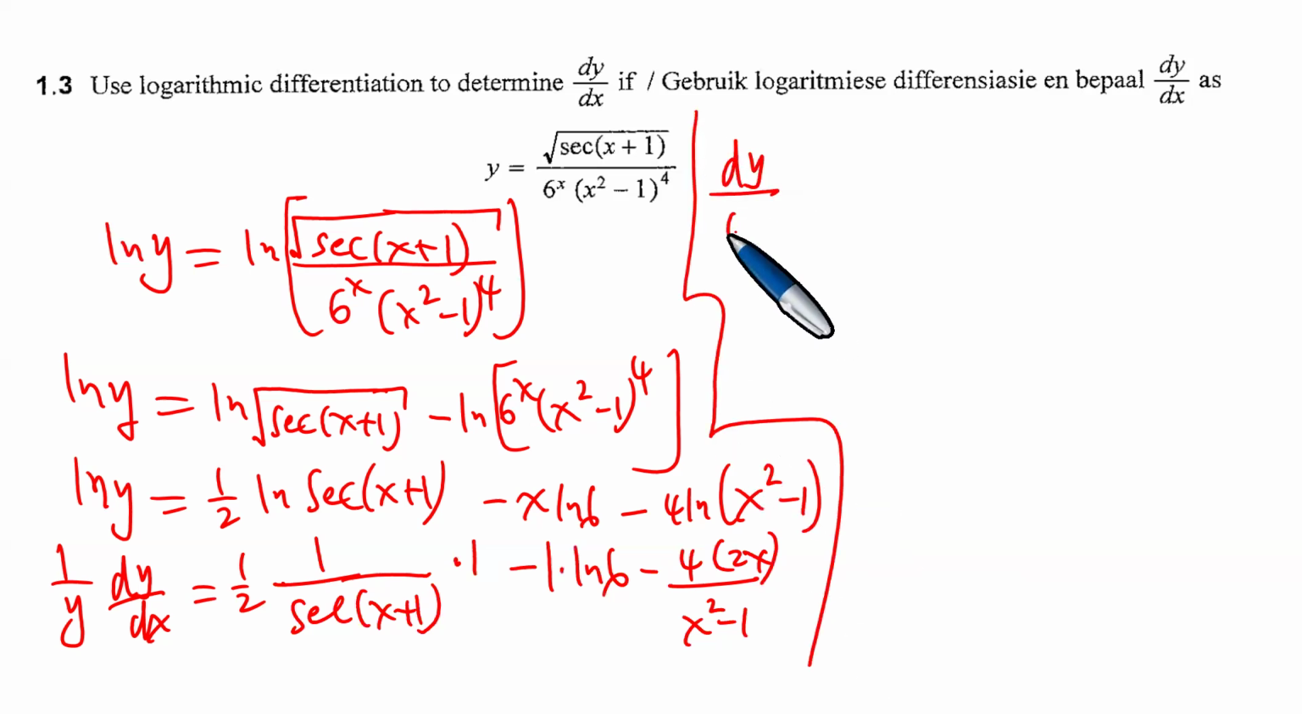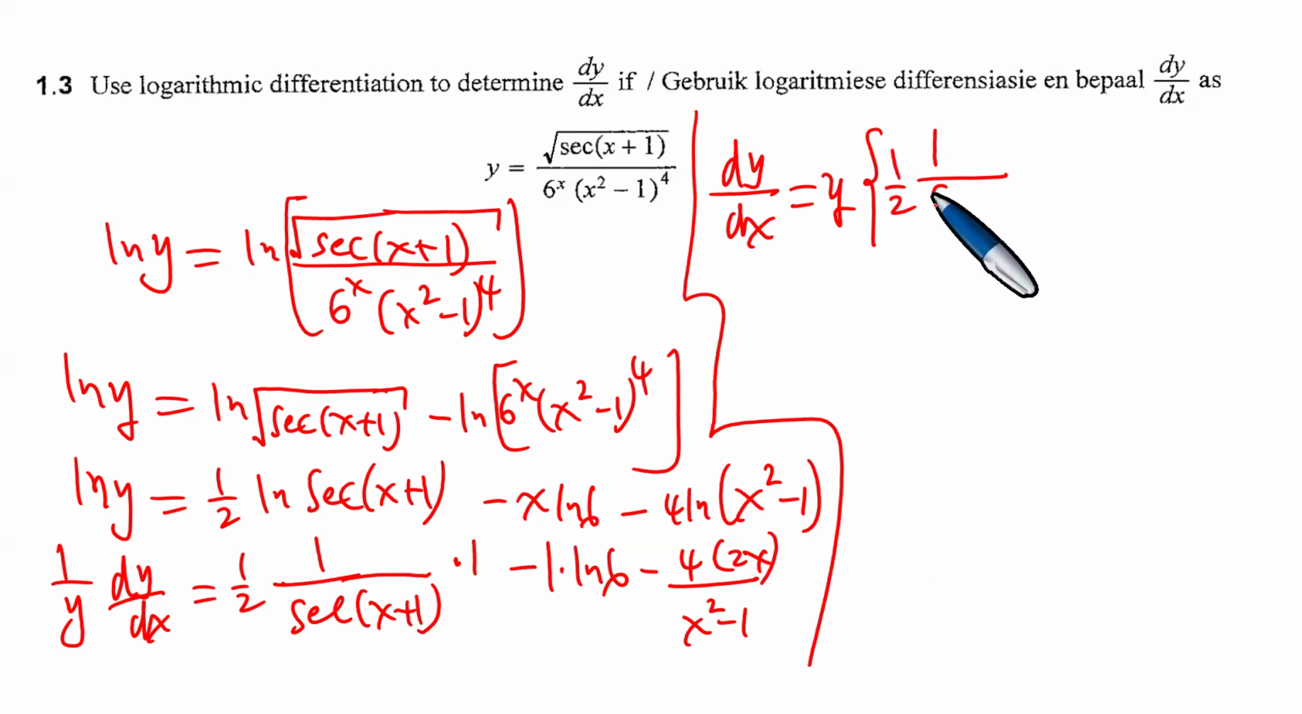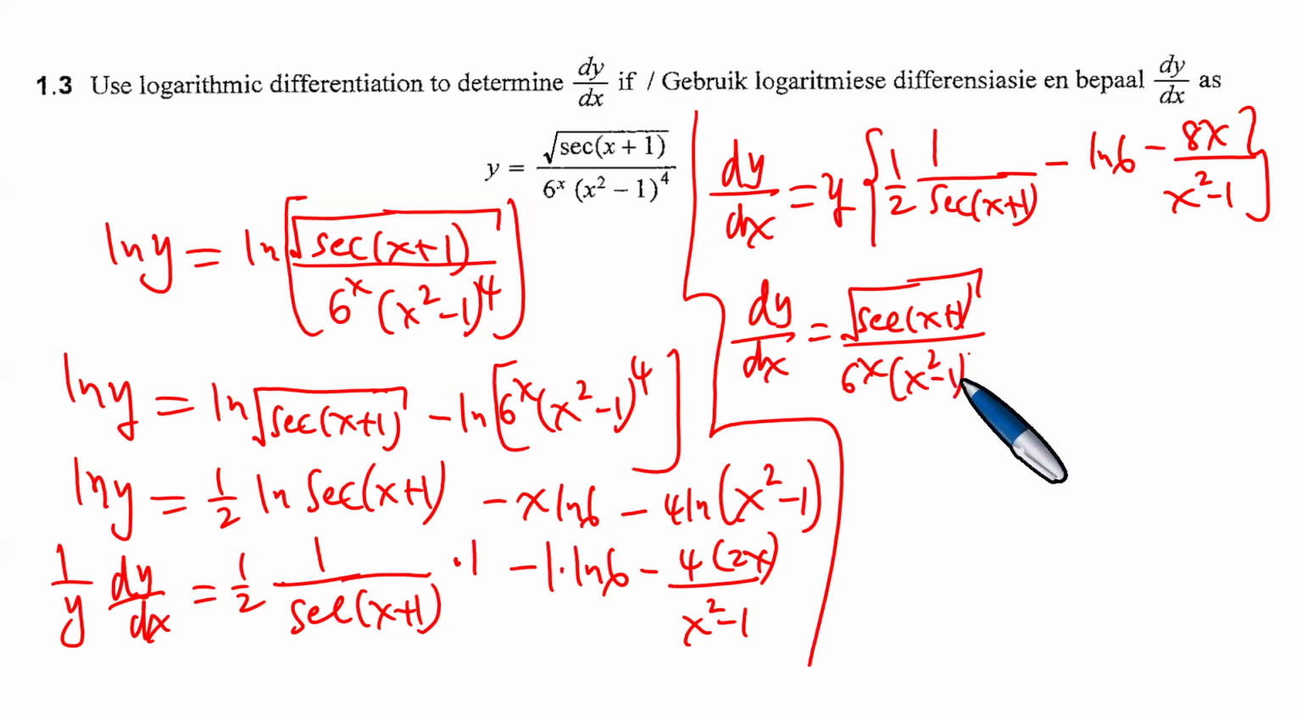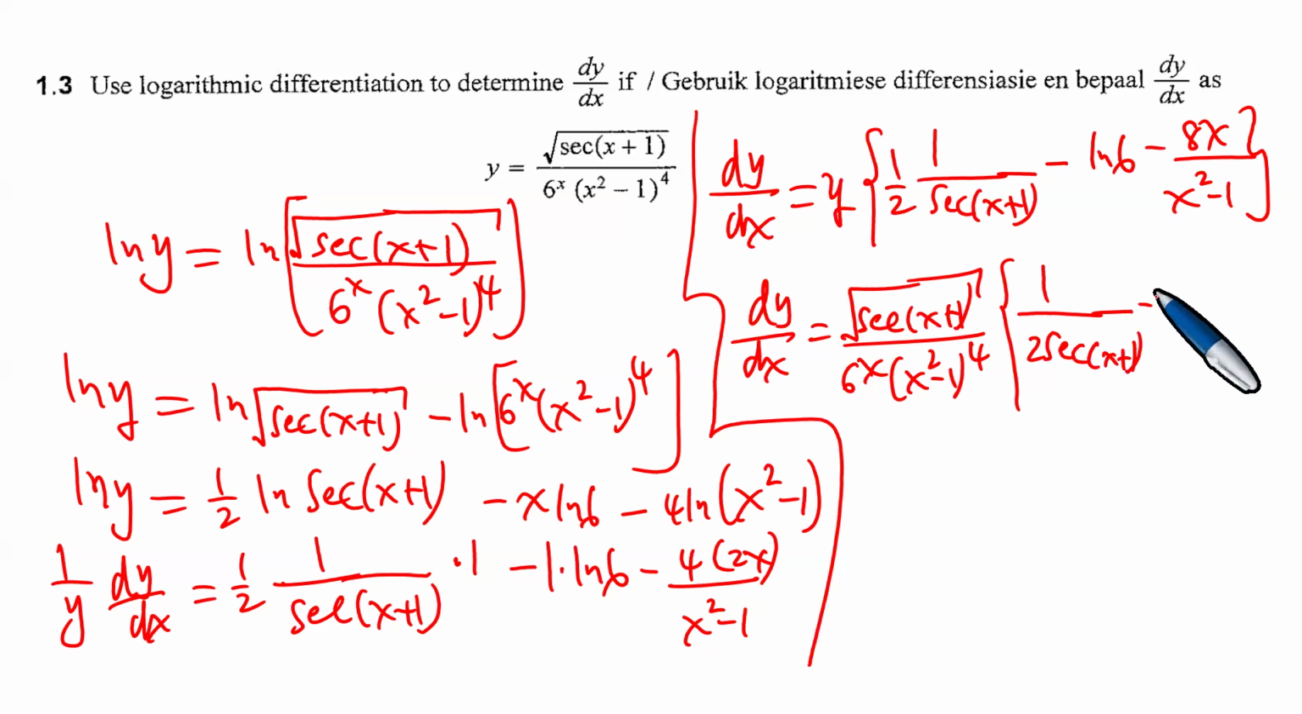Meaning we have dy dx. So we have 1 over x plus 1, ln 6, 8x divided by x squared minus 1. So in the end, we have sec of x plus 1, 6 to the power x squared minus 1. This is the y. And the inside becomes, you can write it as 1 over 2 the sec of x plus 1, the ln of 6, 8x, divided by x squared minus 1.